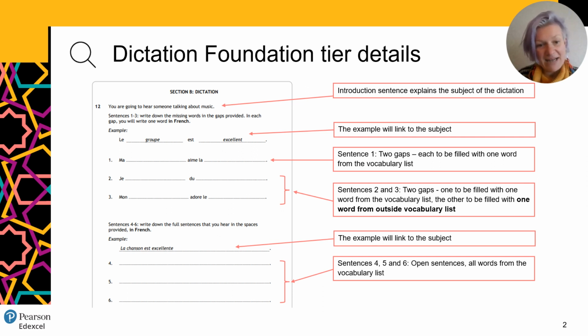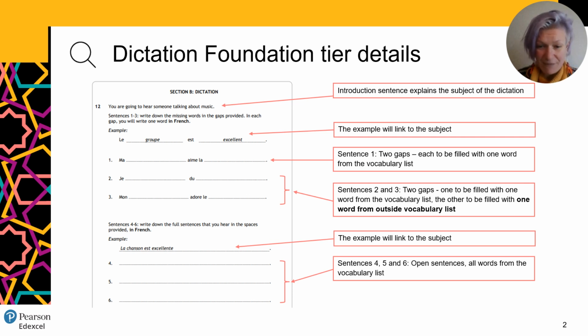Then there is an example which is also related to that same theme, so it doesn't confuse the learners at all, and it shows them how the gap fill questions work. Then you've got on your foundation tier your 3 gap fill questions. Question 1 contains 2 gaps, and the words which are missing from those 2 gaps will both come from the vocabulary list. Then in sentences 2 and 3, there are also 2 gaps.